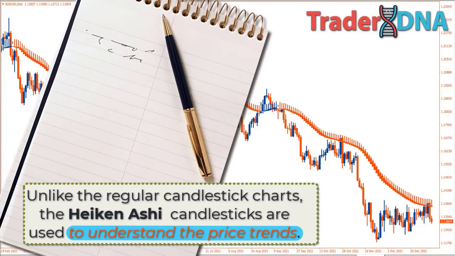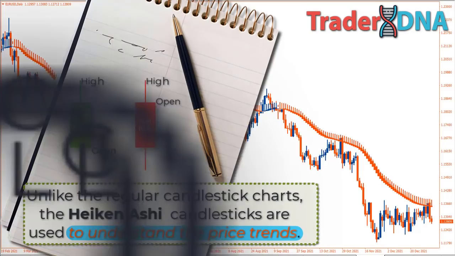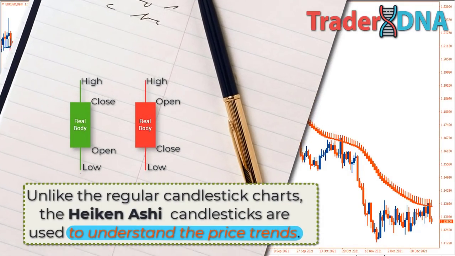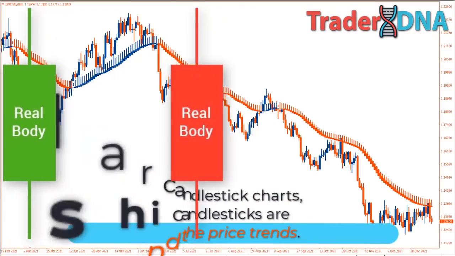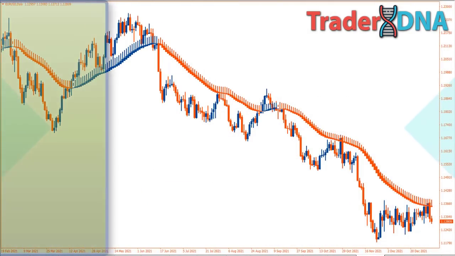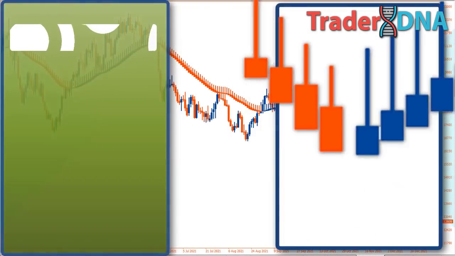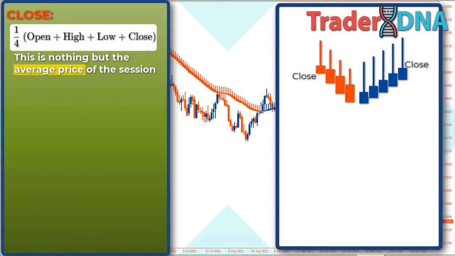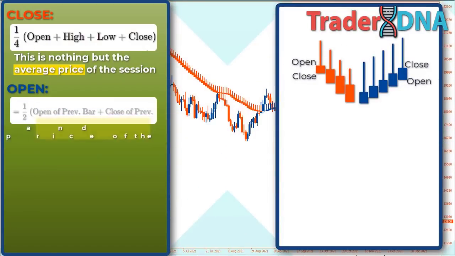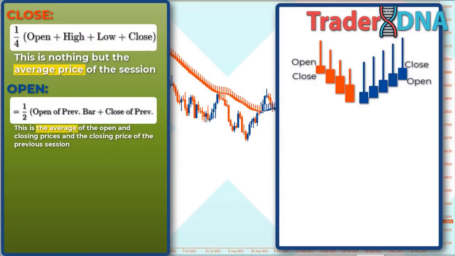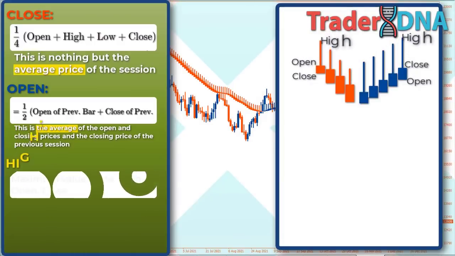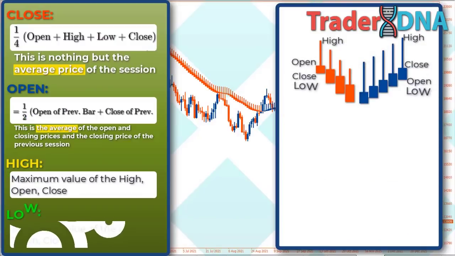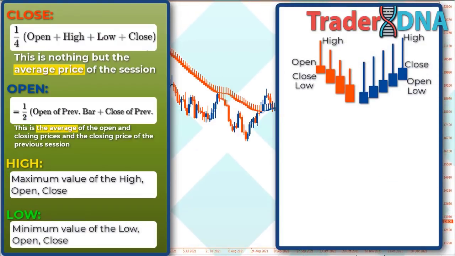Unlike the regular candlestick chart which shows the open, high, low and close of the price during a session, the Heiken Ashi chart takes a different view. The open, high, low and close on the Heiken Ashi chart is calculated as follows. Close. This is nothing but the average price of the session. Open. This is the average of the open and closing prices and the closing price of the previous session. High. Maximum value of the high, open, and close. Low. Minimum value of the low, open, and close.